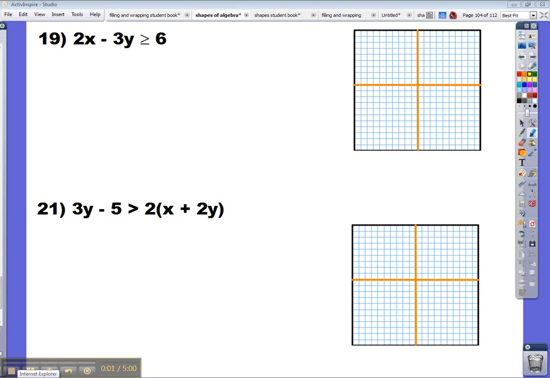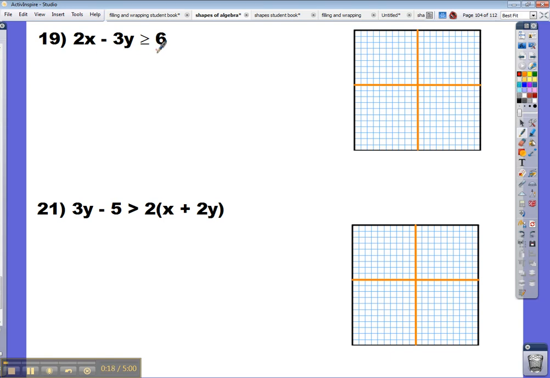So this is how to graph a linear inequality. We have the inequality 2x minus 3y is greater than or equal to 6. Well, the first thing that we'd like to do is graph this inequality. Now I have two choices.